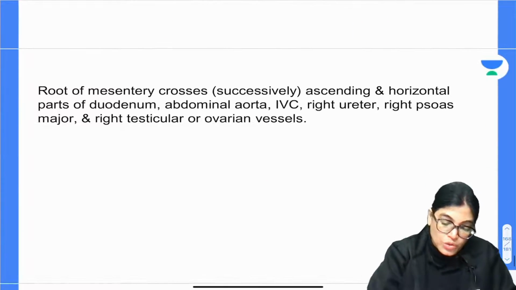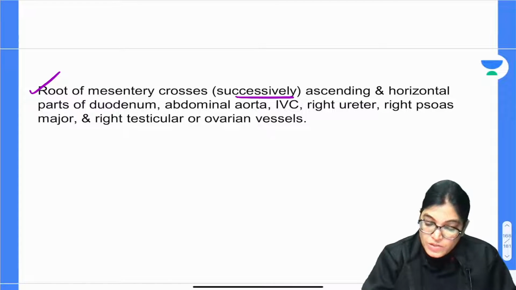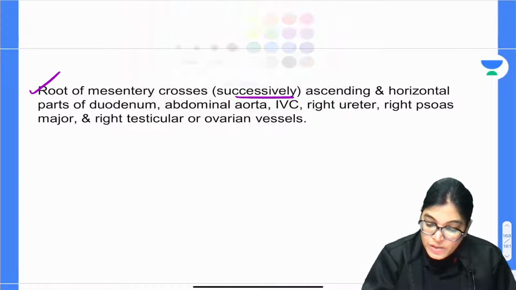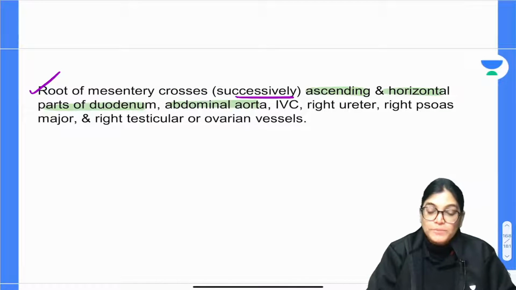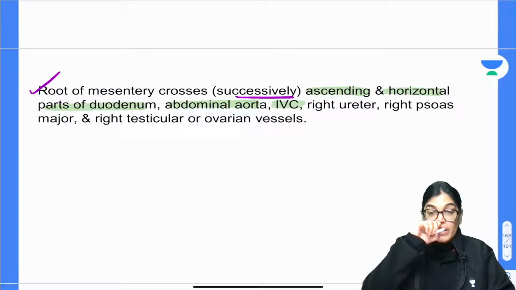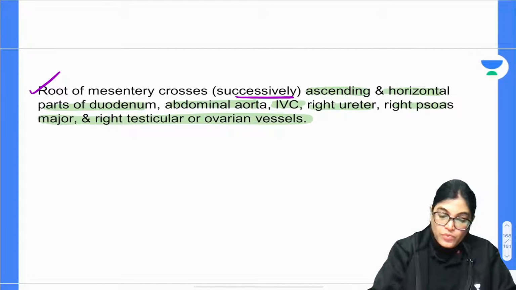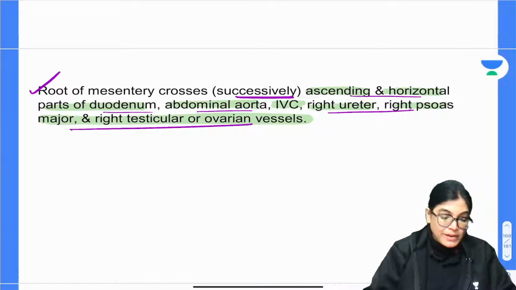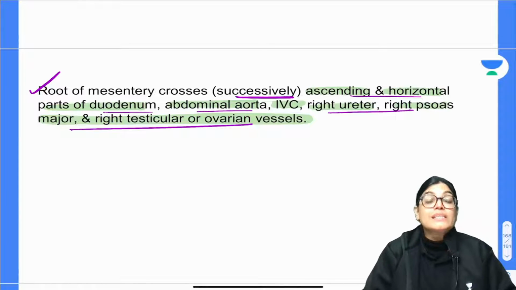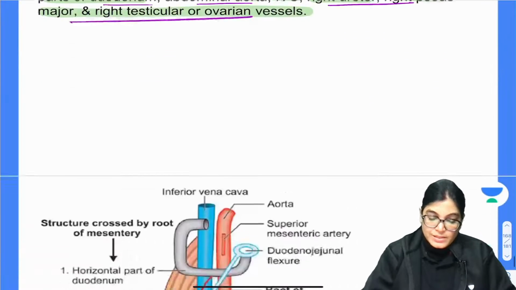My dear aspirants, the root of mesentery successfully crosses the following structures: the ascending and horizontal parts of duodenum, abdominal aorta, the great vessels, that is inferior vena cava, right ureter, right psoas major, and right testicular and ovarian vessels. All these structures can be crossed by the root of mesentery, but not the splenic artery. So we will go with splenic artery as the correct answer.